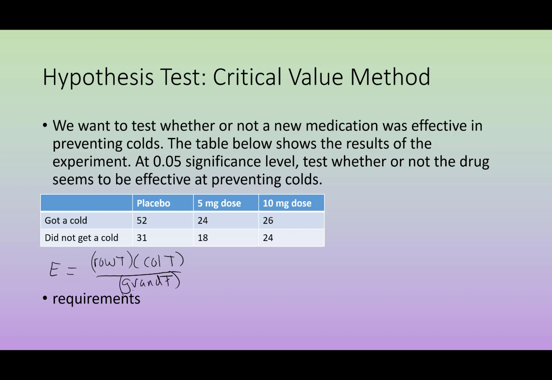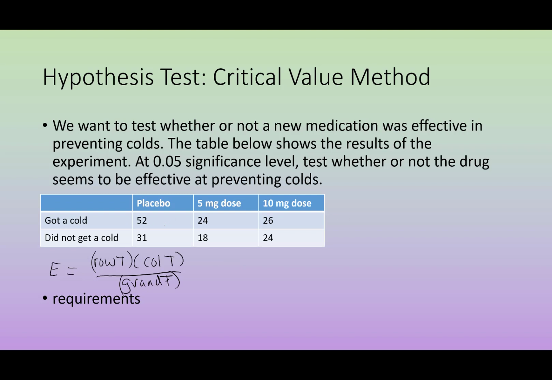Now, in my table, the way it's set up right now, I don't know any of my totals. So I'm going to first have to find my totals for every single column and every single row and the grand total. And then I can go ahead and figure out my expected value for each cell. Now I'm just going to write down my totals at the end of each location.